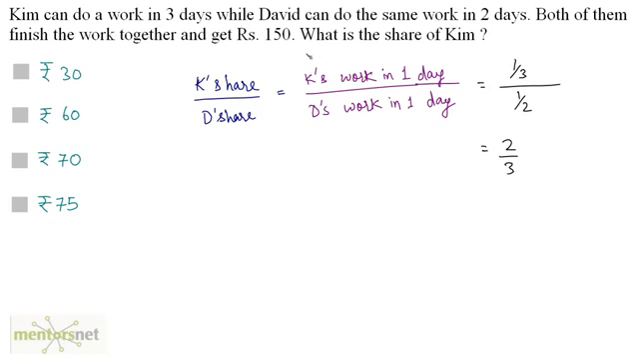Now we need to find out what share of 150 rupees does Kim get. So Kim gets 2 parts out of 2 plus 3 is 5. So 2 by 5 parts of this 150 rupees. So 2 by 5 times 150. So 5 times 30 is 150 and 30 times 2 is 60. So Kim gets 60 rupees out of these 150 rupees.